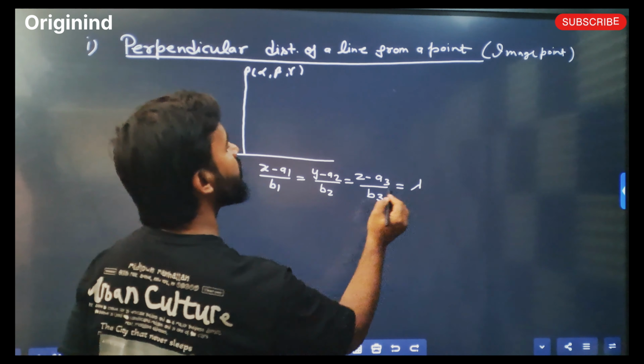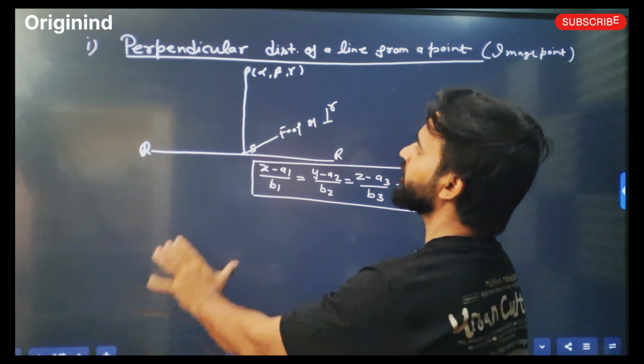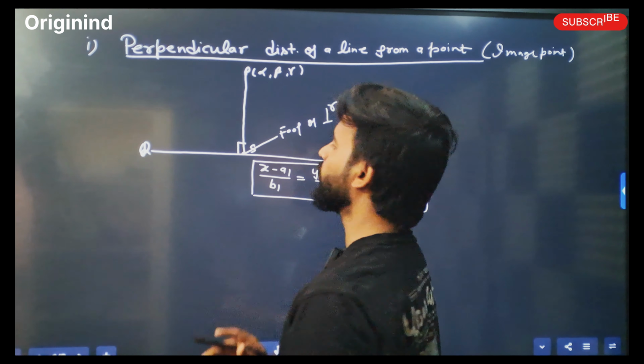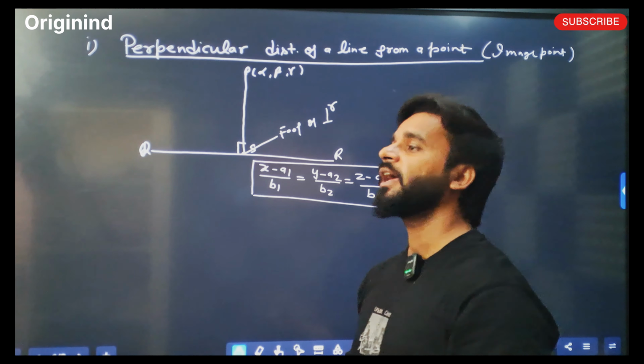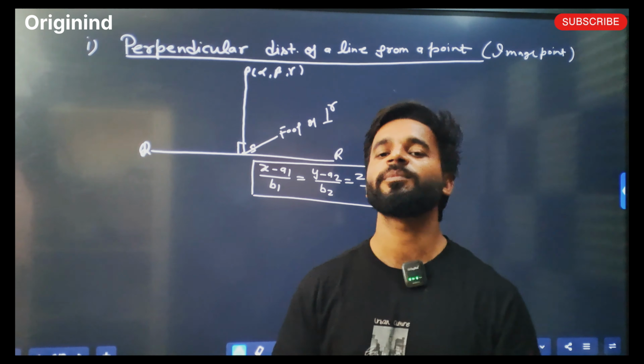Now my lovely students, look, the main concept is that both lines are perpendicular. If both lines are perpendicular, you know very well that the dot product of their direction ratios is always equal to 0. The direction ratios of the line QR are b1, b2 and b3, which we easily have. Now we will find the direction ratios of PS. First find the point S, the point where the line passes through S.